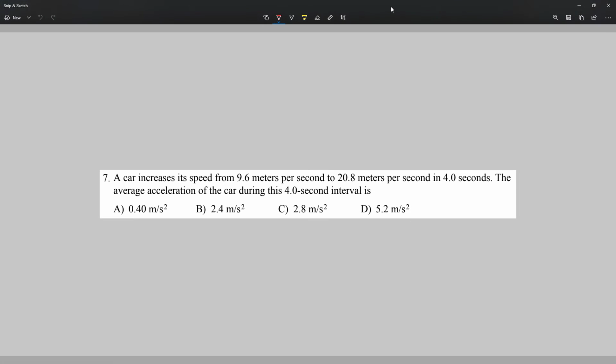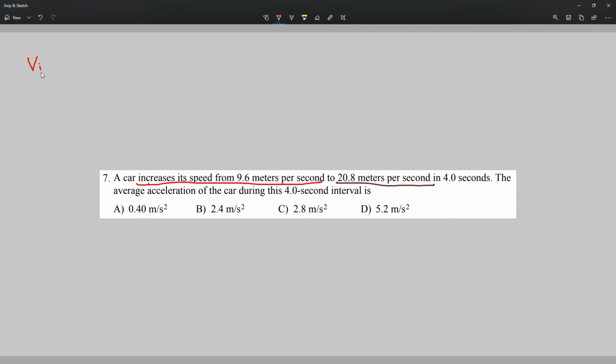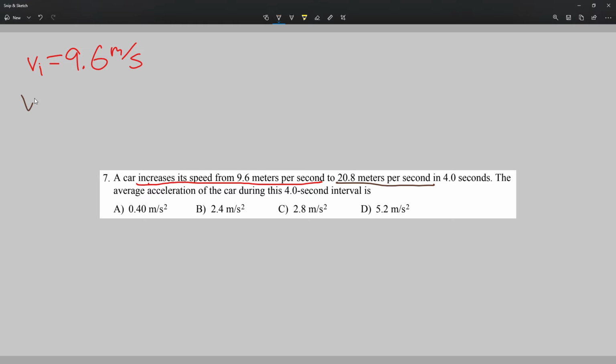Now let's do number 7. A car increases its speed from one number to another. So you're increasing your speed from one number to another. Well, then one is your initial velocity and the other is your final velocity. VF is final.